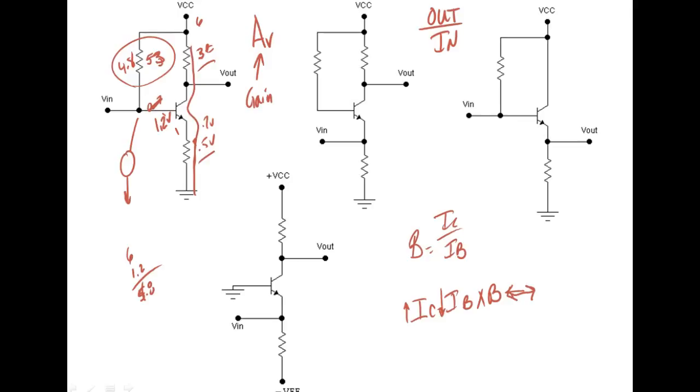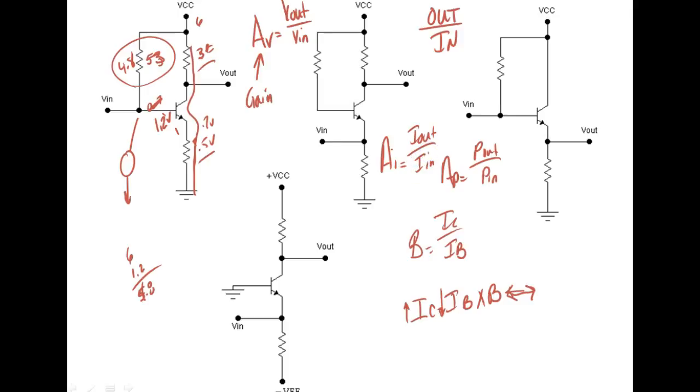Because G is already taken for conductance, right? And then I would say V out divided by what? The V in. Power gain would be what? Yeah, AP would be equal to P out divided by P in. Current gain would be what? AI would be what? I out over I in.